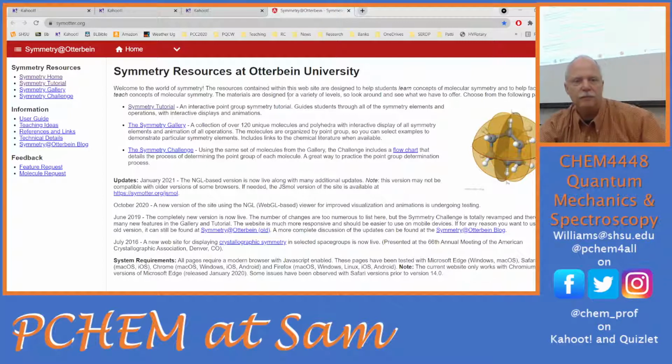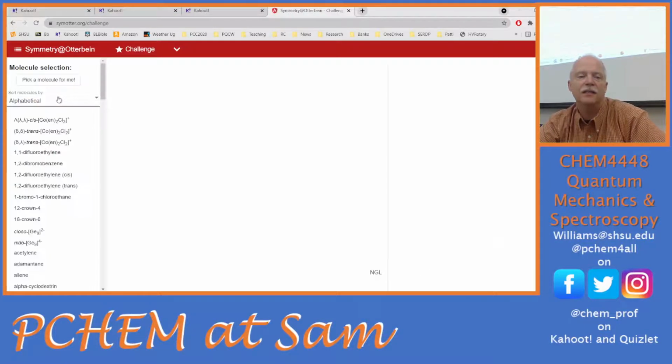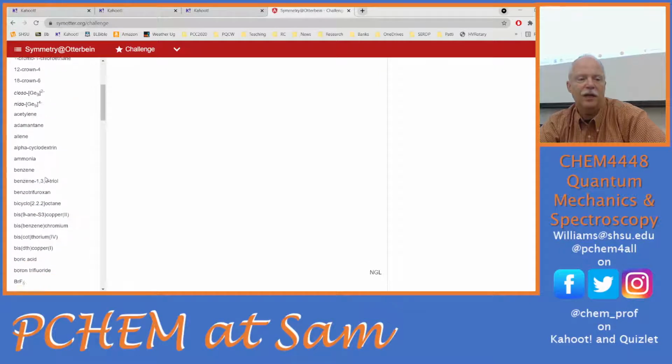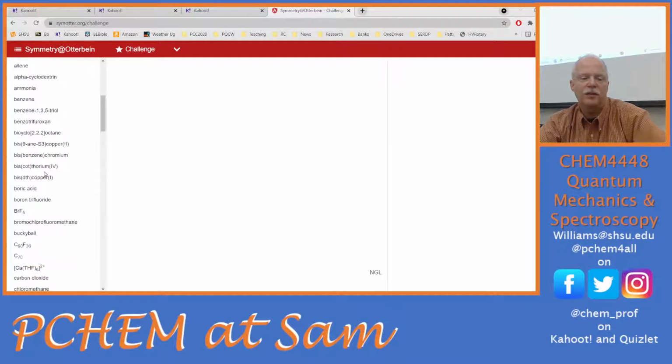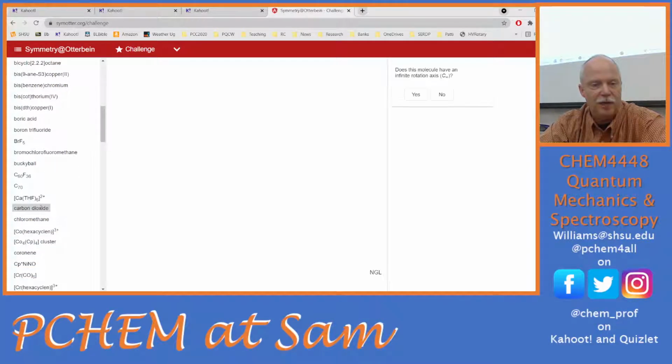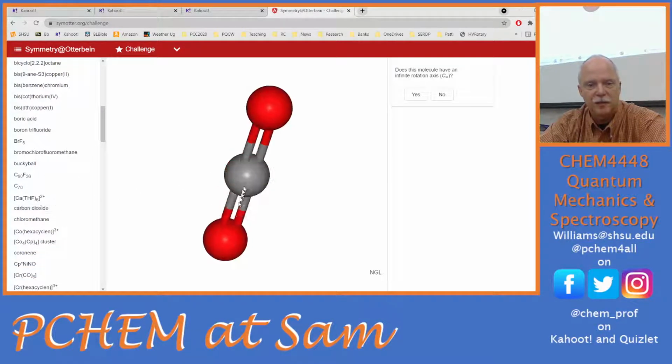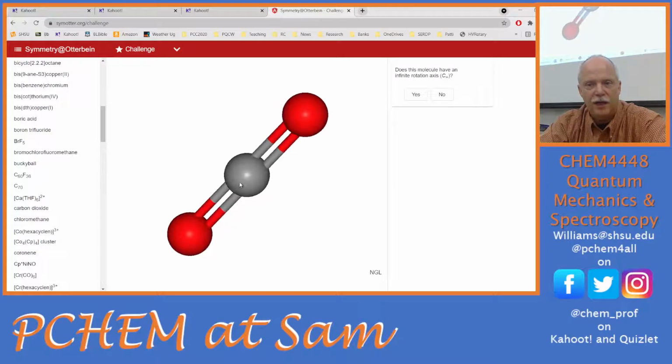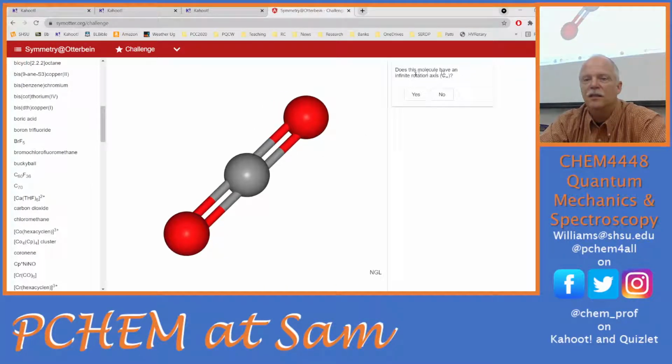So here's our SymOtter page, and here's the Symmetry challenge. You click the Symmetry challenge, and you have all of these molecules over here on the left, and you can work through this. This is a lot of what you're going to do in the lab this week, is work through these various molecules, and you'll actually get to make some of them in the lab. Here's carbon dioxide, what we just did. So you can move it around, and then over here are the questions.